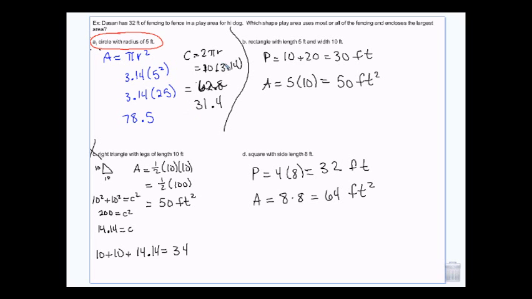So you also found the other side for the triangle? Yeah, that's what this was right here, the Pythagorean theorem. That told me this length. Okay. And then this was the perimeter.